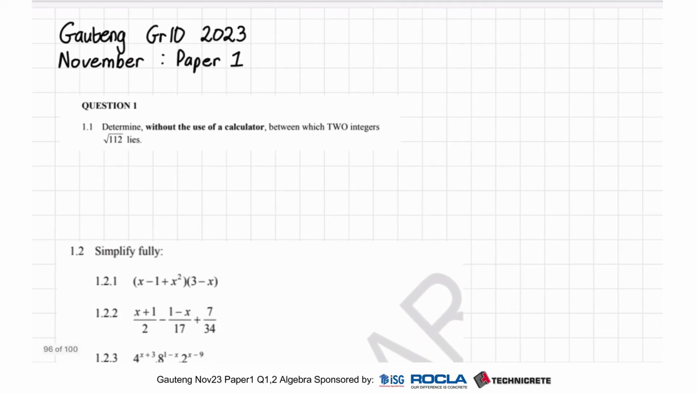Gauteng, Grade 10, 2023, November Paper 1. Question 1, 1.1. Determine without the use of a calculator between which two integers the square root of 112 lies.